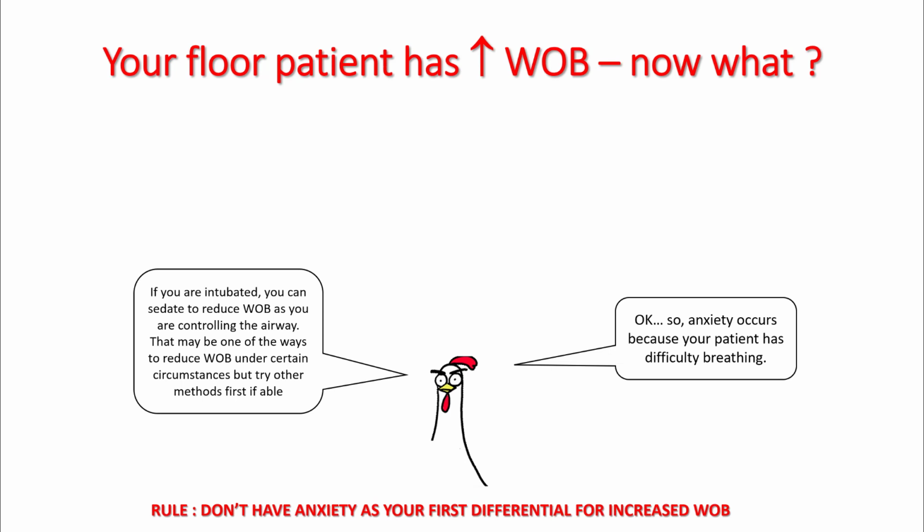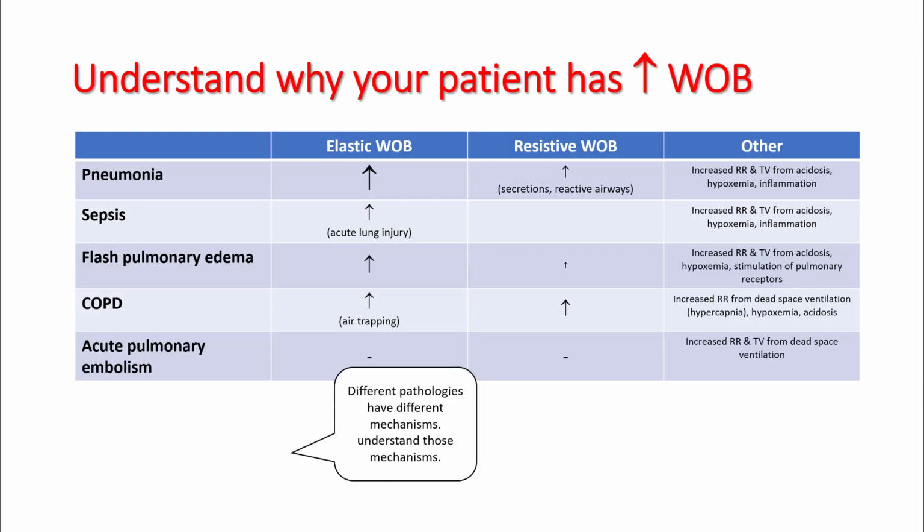Hence, treat what's causing the increased work of breathing and dyspnea in your patient, and try to avoid treating anxiety with opiates or benzodiazepines. So as a rule, don't have anxiety as your first differential for increased work of breathing. Understand why your patient has increased work of breathing.